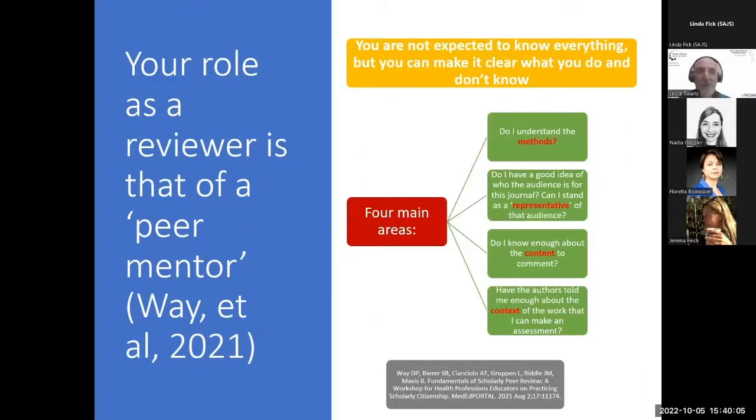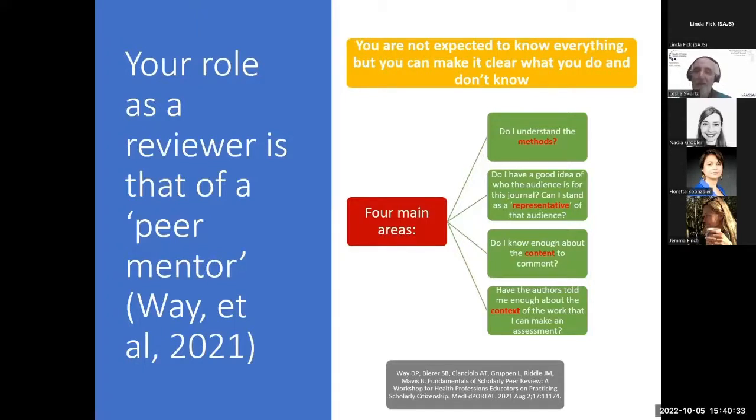There's a very interesting recent article, and I've put the reference on there so you can look it up later. They've in fact got some nice resources that you can look at. They call a reviewer a peer mentor. So you're somebody who's helping people. You're not expected to know everything, but make it clear as a reviewer what you do and don't know. And you have to ask yourself 4 main things.